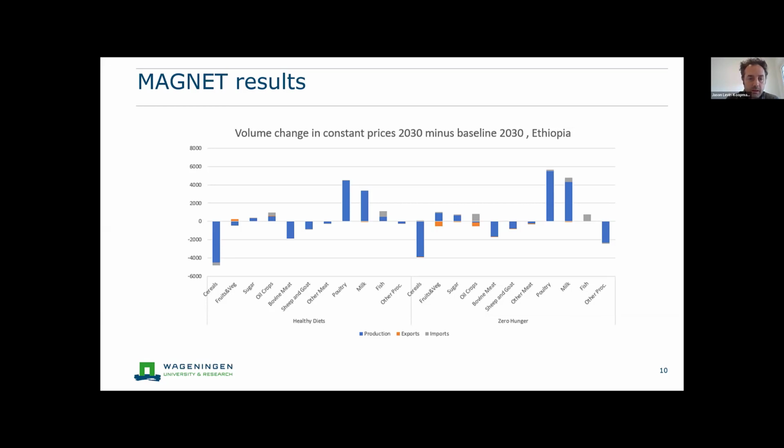This is then what's happening for the supply of this food. So on the left-hand side here we have the healthy diets, and on the right hand is the zero hunger scenario. The blue columns are production, the orange is exports, and the gray is imports. And this is a change. This is a volume change. So this is the results in these two scenarios in 2030 minus the baseline without these diet shifts.